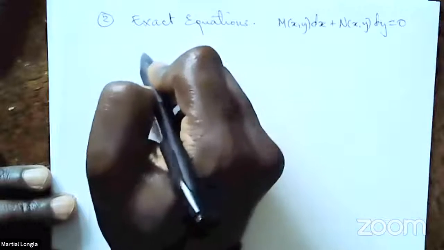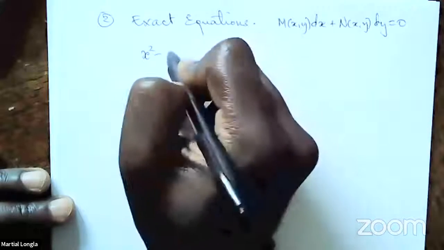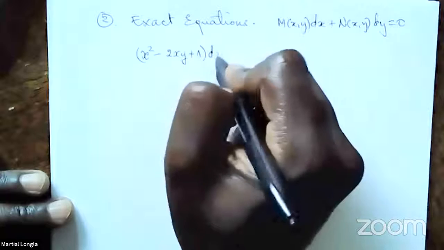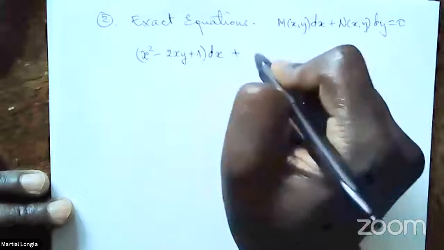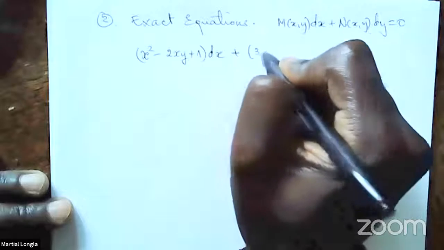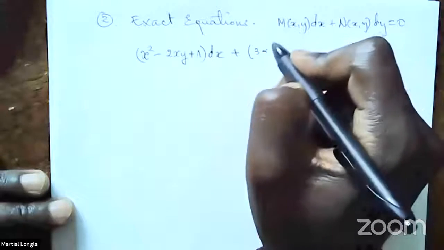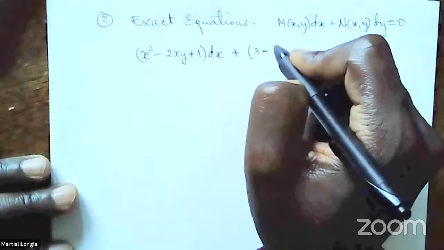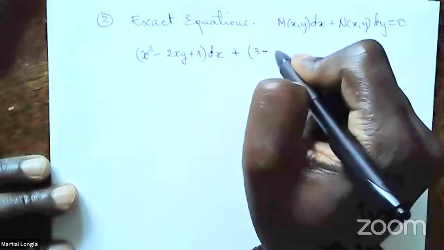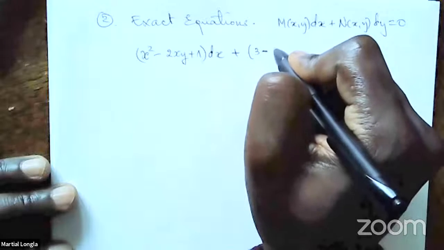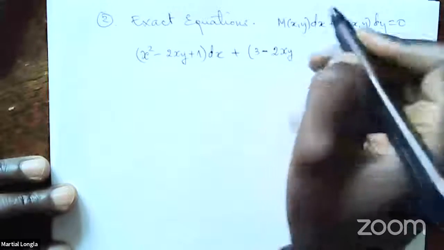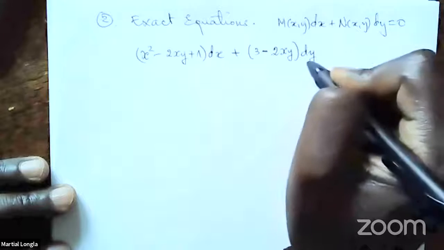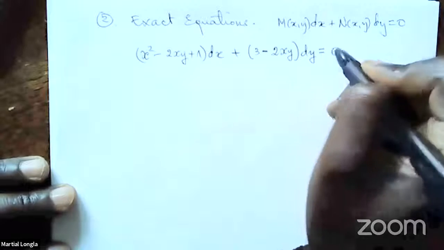So let's say we have x squared minus 2xy plus 1 dx plus 3 minus 2xy dy equal 0.